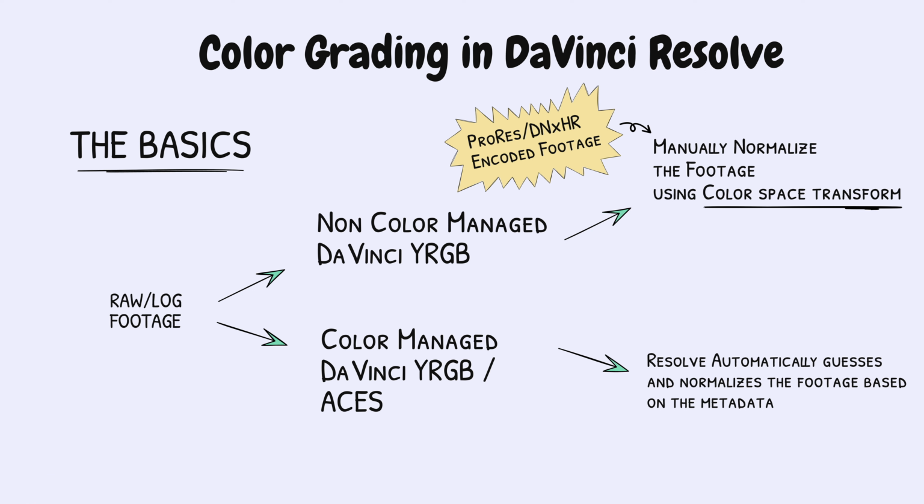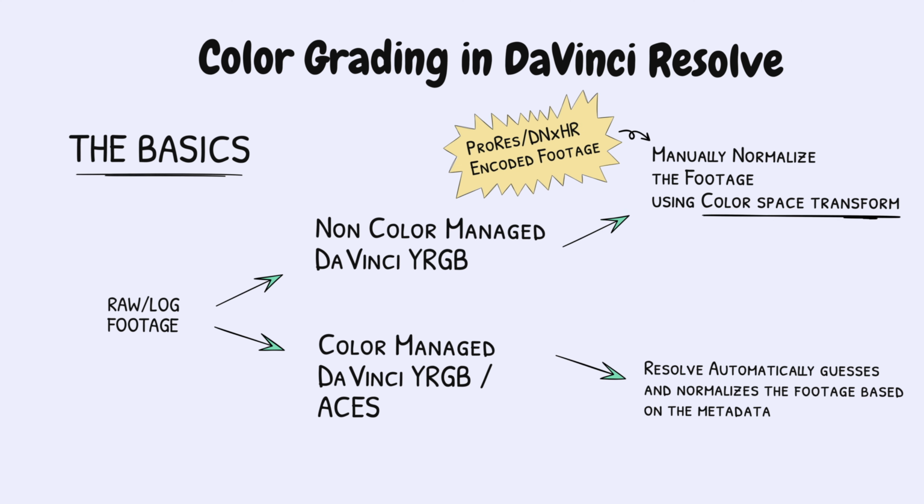In the case of a color managed workflow, when you bring in the raw or log footage, Resolve automatically guesses the proper color space and gamma of the footage based on the metadata and will normalize the image for you. This provides a quick and proper starting point to color correct and grade the footage. In the case of ProRes or DNxHR encoded footage, which does not have any metadata, it has to be normalized manually.